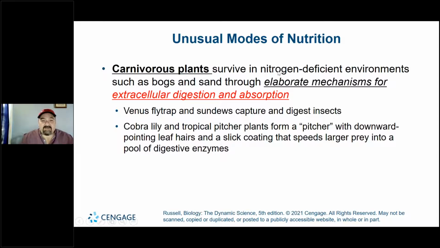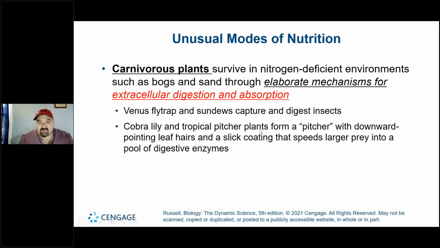You'll see here, carnivorous plants survive in nitrogen deficient environments such as bogs and sand through elaborate mechanisms for extracellular digestion and absorption. So this is important to remember. Extracellular digestion and absorption. So Venus flytraps and sundews capture and digest insects, right? One portion of the plant will attract, and there'll be enzymes and solutions present within secretions in order to externally digest. Once they've been digested, they'll take those nutrients and absorb them into the plant itself.